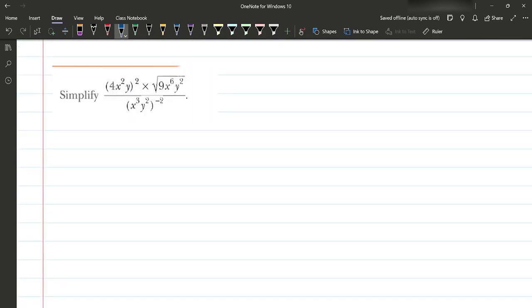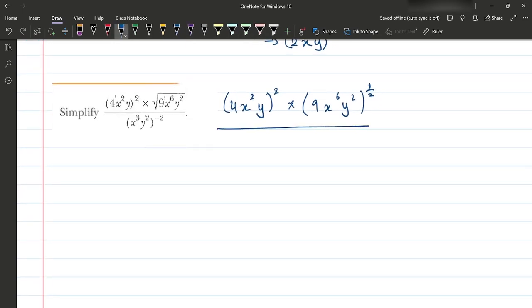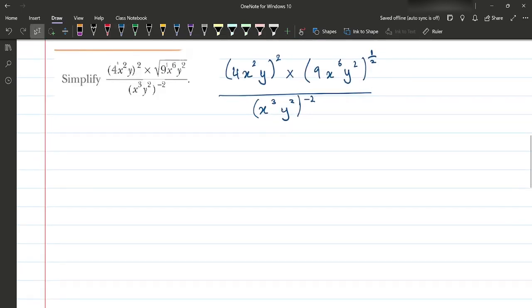Those are all the laws you have to know. Okay, so let's get started with this one. First of all, we're going to simplify it. And to simplify it, we're going to, first of all, add the power here. There's a power there, there's a power here. But before I even do that, I need to simplify it even further so that it's easier to look at. So we have 4x squared y all squared multiplied by 9x power 6 y squared, and this is also power half because it's a square root, so we can write this as power of half, and then all of that over x to the power 3 y to the power 2 all to the power minus 2.